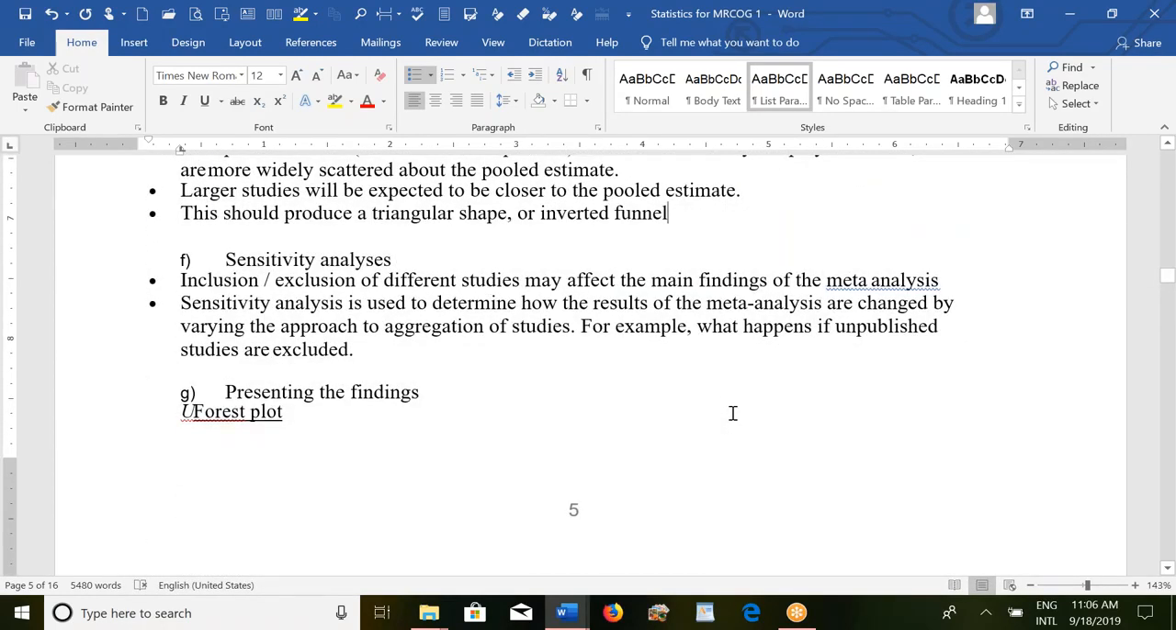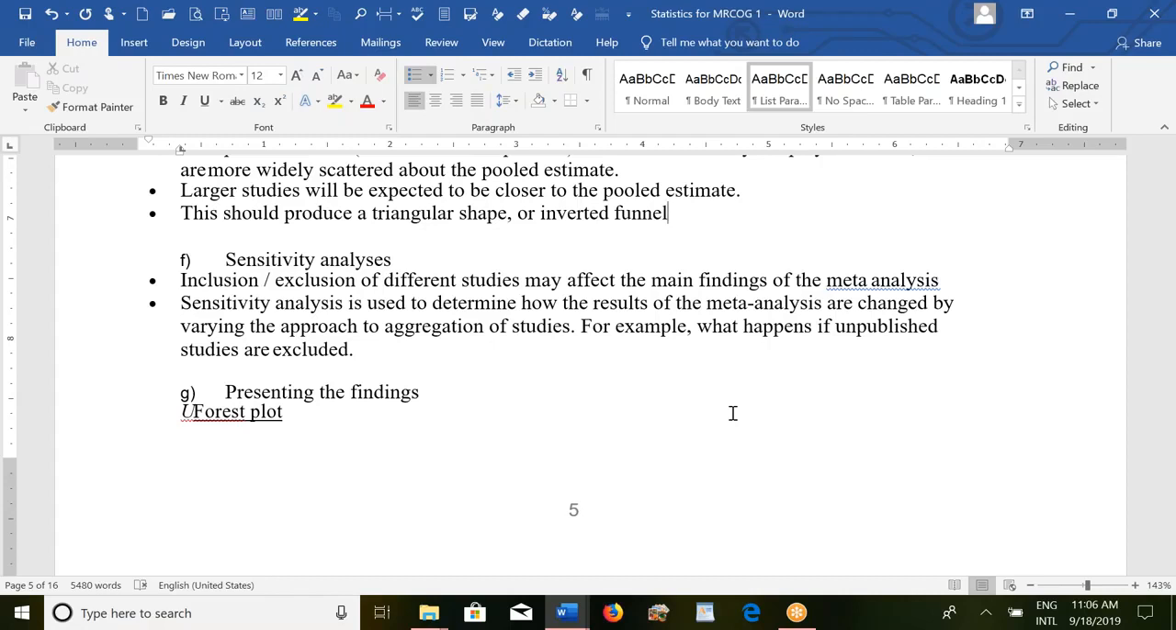Then, what is sensitivity analysis? Inclusion or exclusion of different studies may affect the main findings of the meta-analysis. Sensitivity analysis is used to determine how the results of the meta-analysis are changed by varying the approach to aggregation of studies.